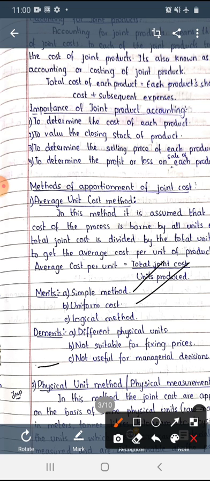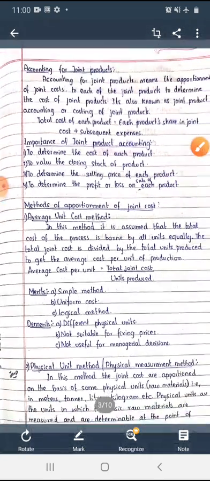Different physical units. Then it is not suitable for fixing the price, because here we take the cost of each product as the same, but that is not possible. The cost incurred for a particular product may be more than one, right? Not useful for manager decisions. These are not suitable for managerial decisions also. Okay, this is about the first one.